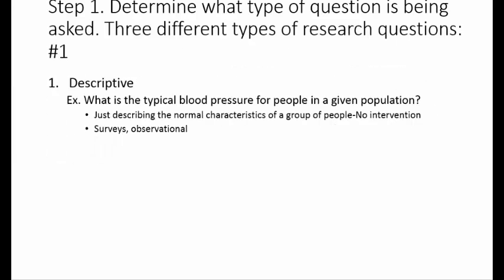So really the first step, when you are looking at an article, is to ask, what type of question is being asked here? Because that's going to help you down the road, seeing what kind of tests are used, what your independent variable is, and your dependent variable, and indeed if there even is one. So the first kind of question we have is descriptive. So what is the typical blood pressure for people in a given population?